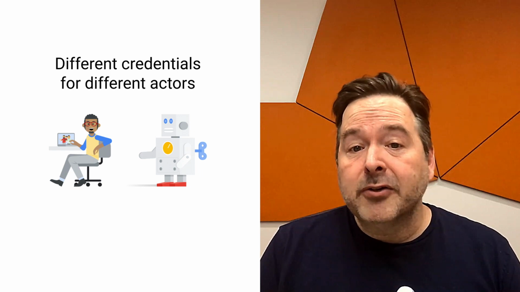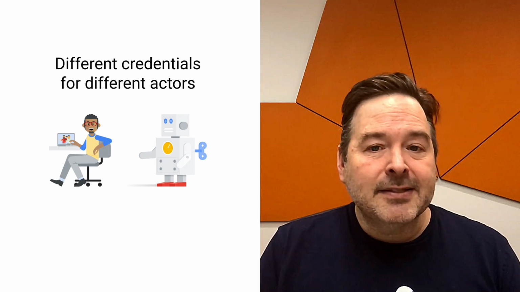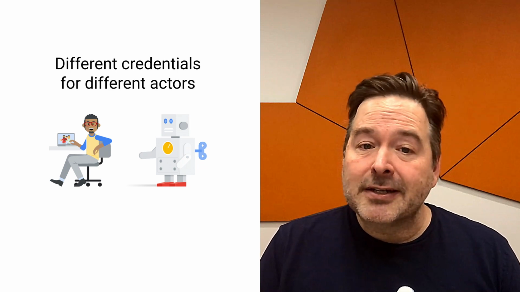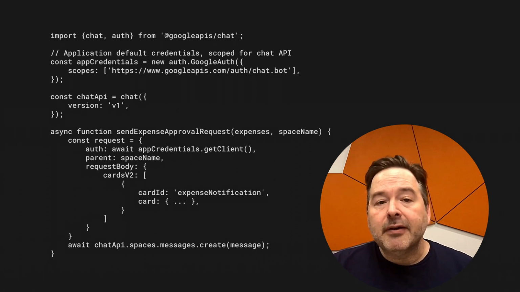Application credentials are used when an application needs to act as itself. In this case, the application uses a service account identity to authenticate. Let's take a look at a few use cases for each of these. Most chatbots or apps use application credentials when calling the Chat API.